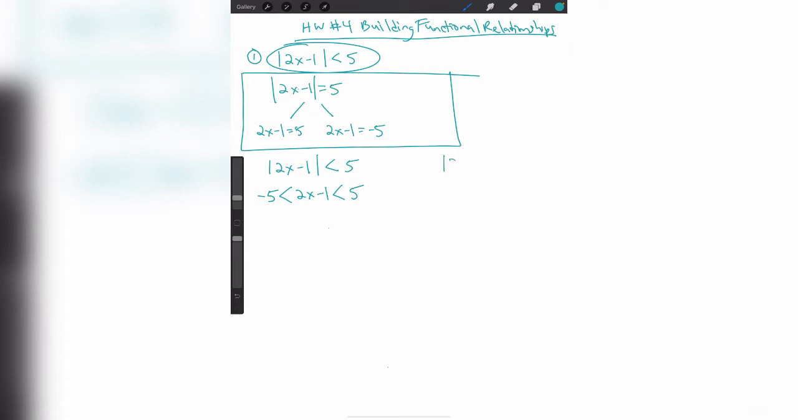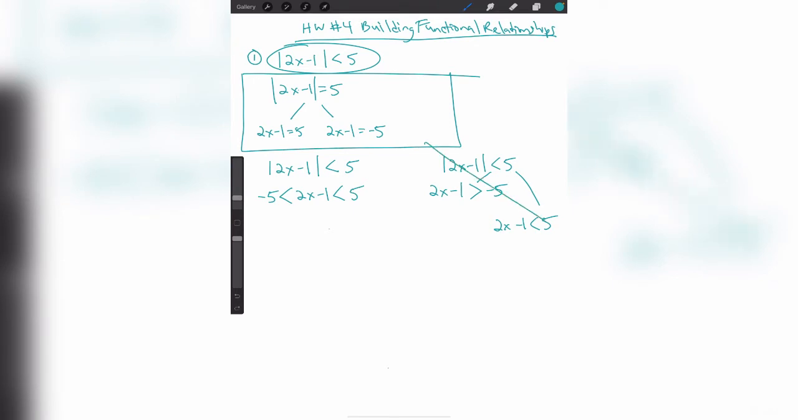Well, I could also write it like this, right? If I really wanted to, I could say 2x minus 1 is greater than negative 5. Break it that way, and then also break it another way and say 2x minus 1 is less than 5. But really, if you look at it, it's the same exact thing. You just have to flip this sign around. So I've combined these two together into one, and it's easier to solve this way. So we're going to continue like this over here. Don't worry about doing it this way. You could if you really wanted to, but we're not going to do it that way.